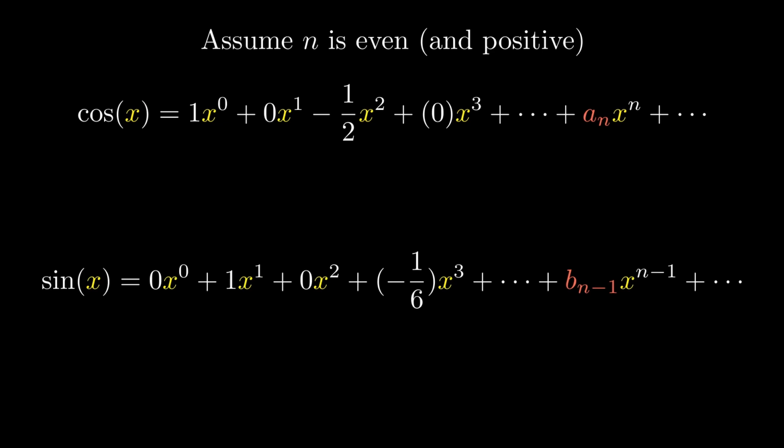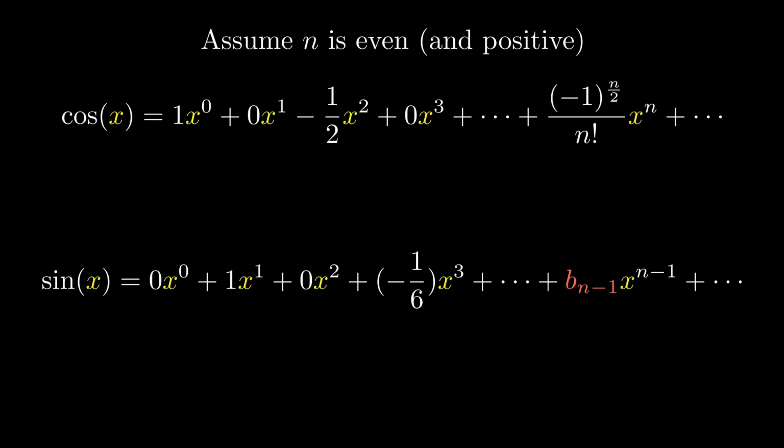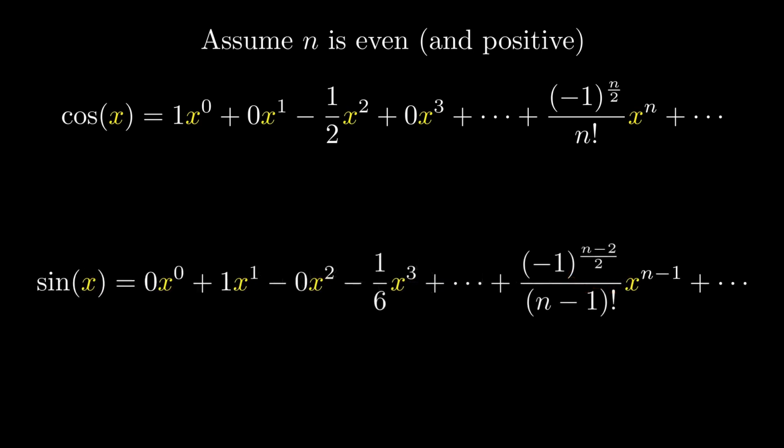For the cosine expansion, we see that the nth coefficient is minus 1 to the power of n over 2 divided by n factorial, and for sine, the n-1th coefficient is minus 1 to the power of n minus 2 over 2 divided by n minus 1 factorial. Try to see if you can prove this yourself.